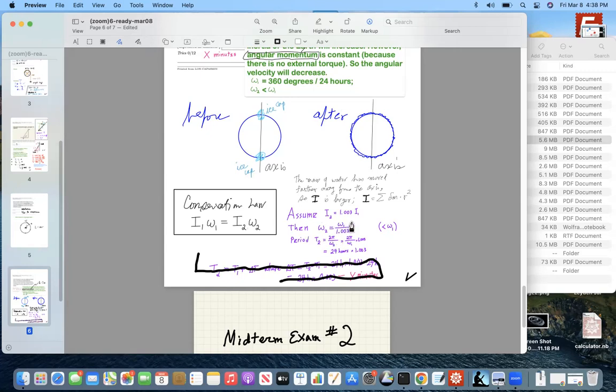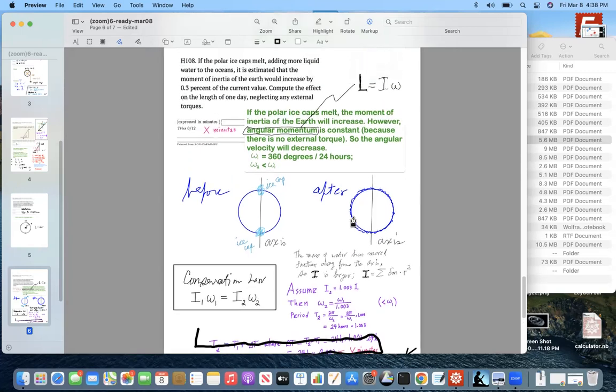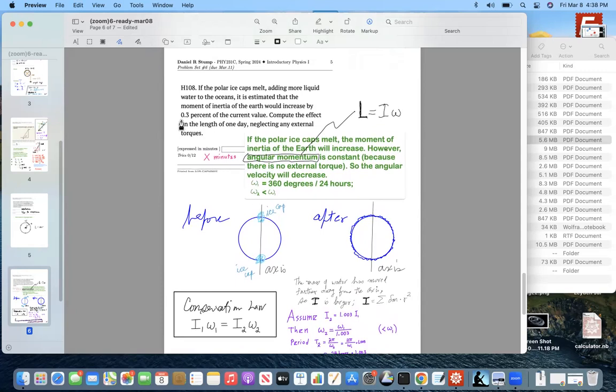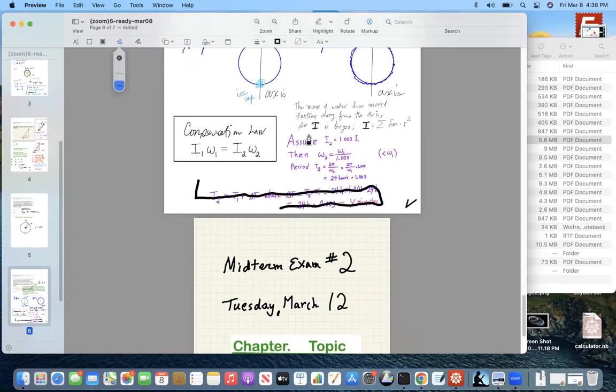So omega 2 will be omega 1 divided by the increase in moment of inertia, 1.003. 3 parts of 1,000, or 0.3 parts of 100. 0.3%, it says. So there you can calculate omega 2. The time T2 is 2 pi over omega 2. It'll no longer be a day. It'll be a little longer than a day. So the Earth will slow down.